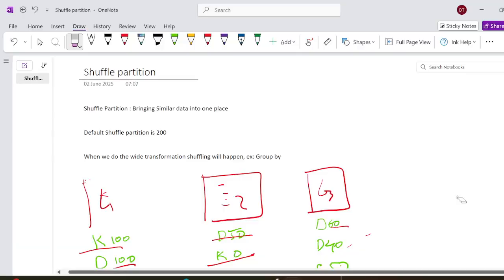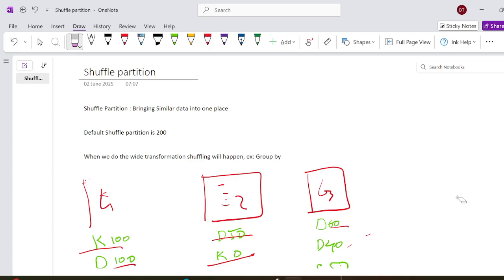Yeah, hi guys. So yesterday I explained how we can resolve the data skewness by using the salting technique. Today I'm going to explain what is shuffle partition, in what scenario we need to increase the shuffle partition, and in what scenario we can decrease the shuffle partition.